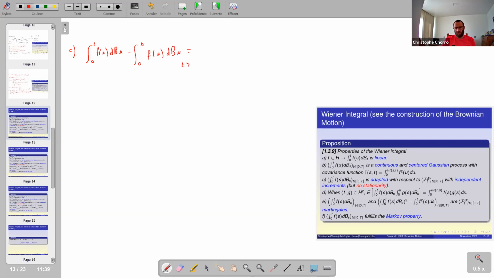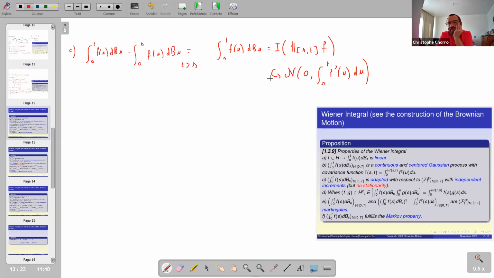I suppose t is strictly greater than s. So what is an increment in this situation? It's simply, by construction, the integral between s and t of f(u) dB_u, that I can write as I of the indicator function of (s,t] times f. And I know exactly the distribution of this one. It follows the N(0, integral of the square of this one), that is the integral between s and t of f squared of u du.